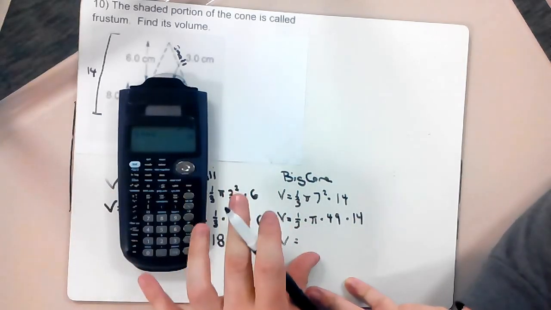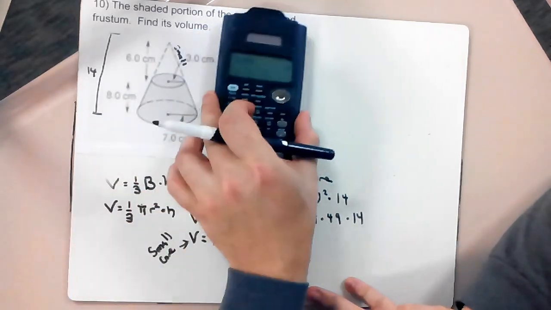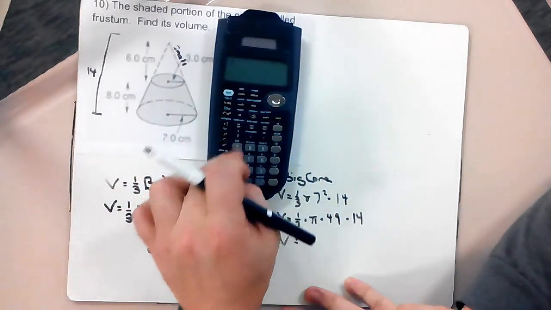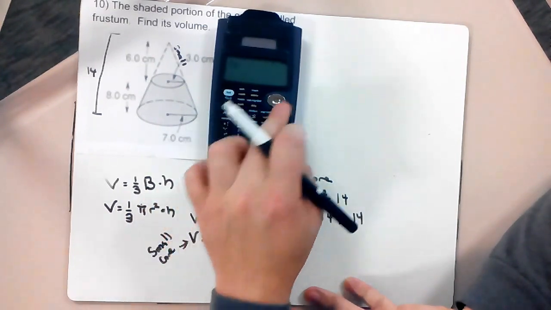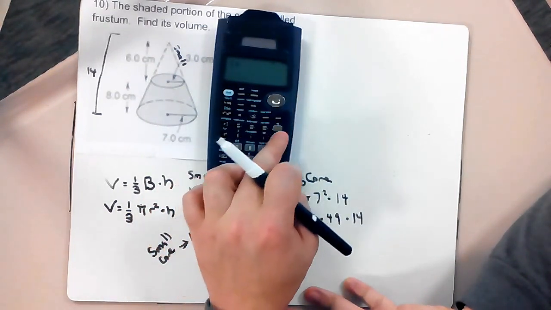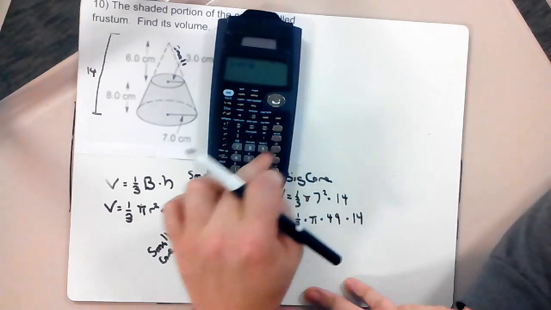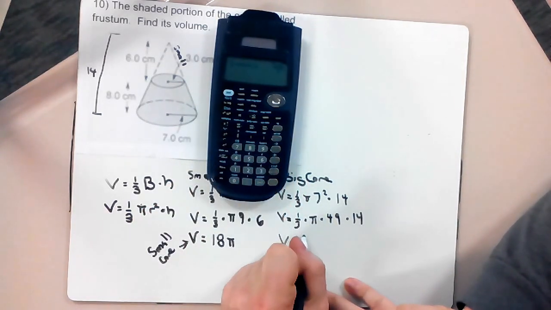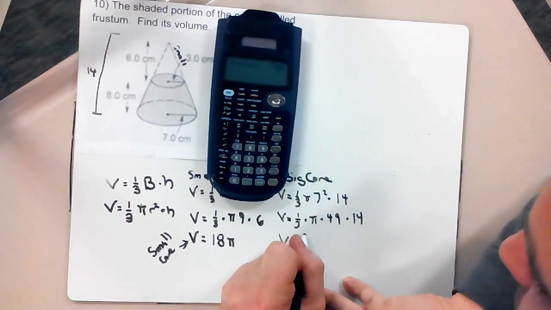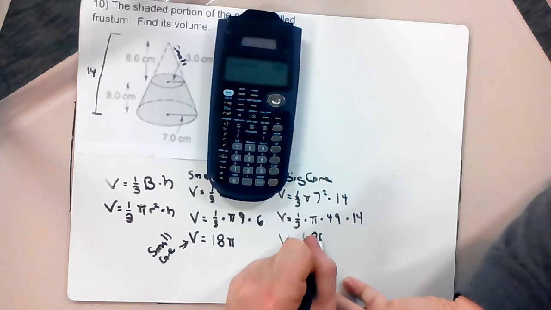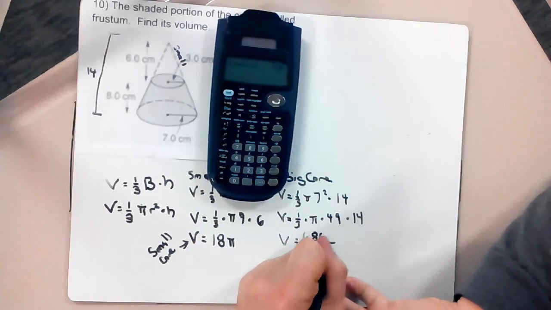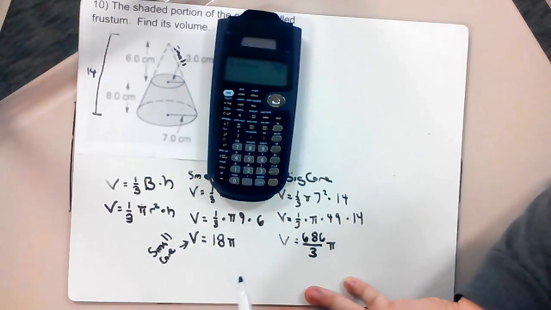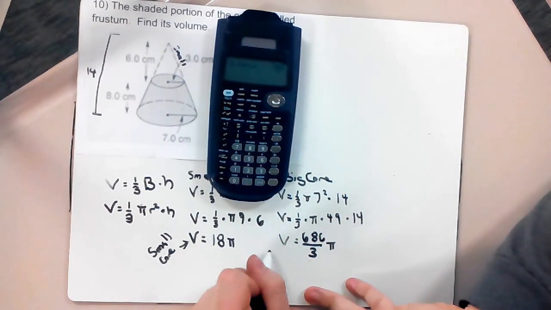So, whoop, I don't need that 1/3 there. I'm plugging it in here. So it's 1/3 times 49 times 14. And that is going to be 686 over 3 pi. 686 over 3 pi. And that is the big cone.